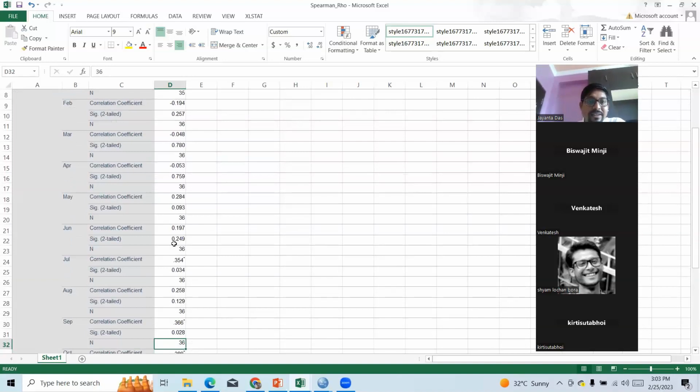But here, see, this is a significant trend. Correlation is positive. Okay, 0.354 positive. It's at 95% confidence interval because see this significant p-value, 0.034. If the p-value is less than 0.05, then it is significant at 95% confidence interval, or if it is less than 0.01, then it is 99% confidence interval.